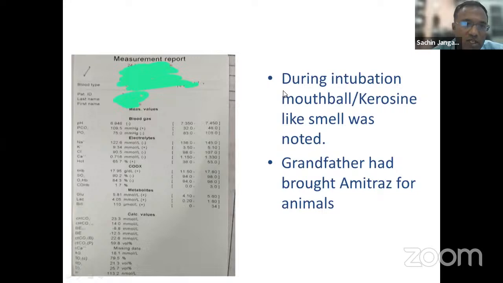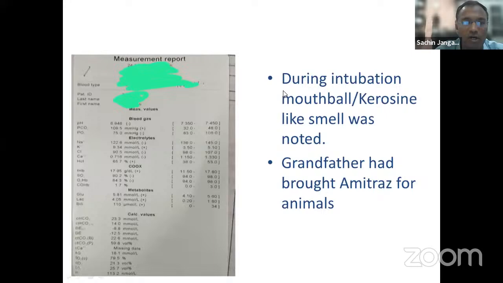During intubation, in this baby, we could smell a mothball or kerosene-like smell. And when we took a history, the grandfather had brought amitraz at home. And someone from the family, because both these kids were girls, tried to do homicidal poisoning. Both these babies were discharged with a normal sensorium.